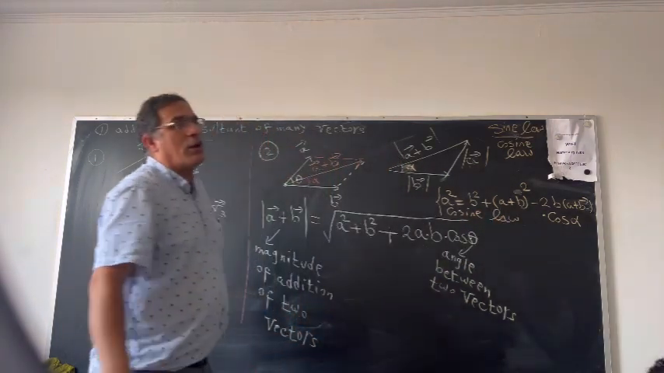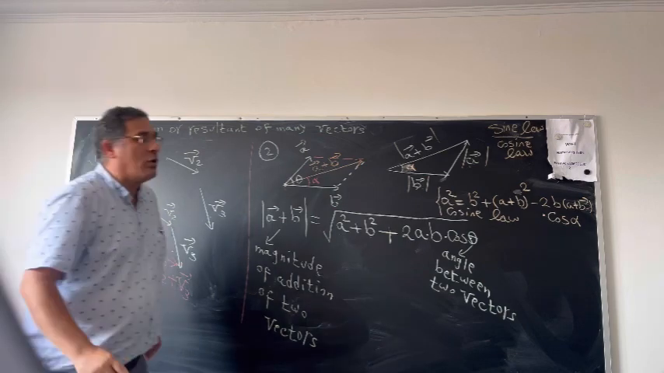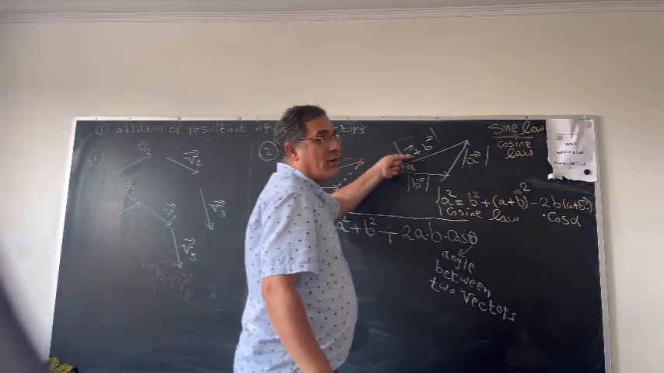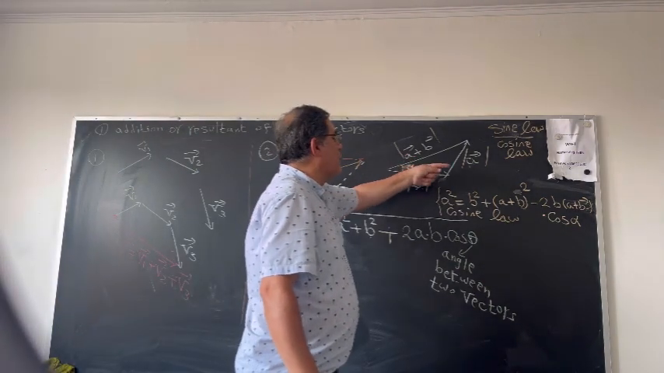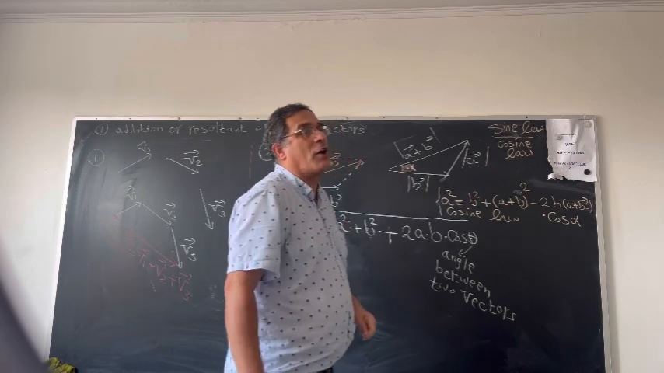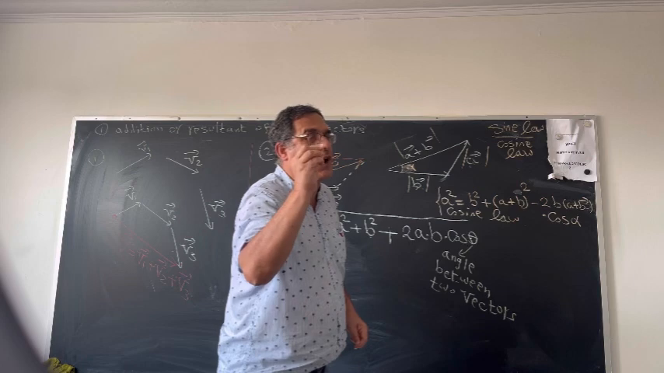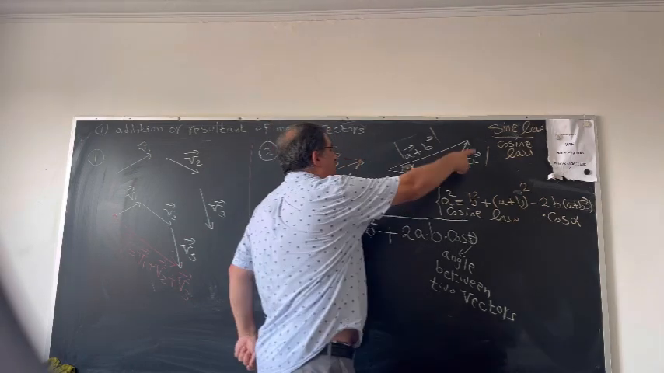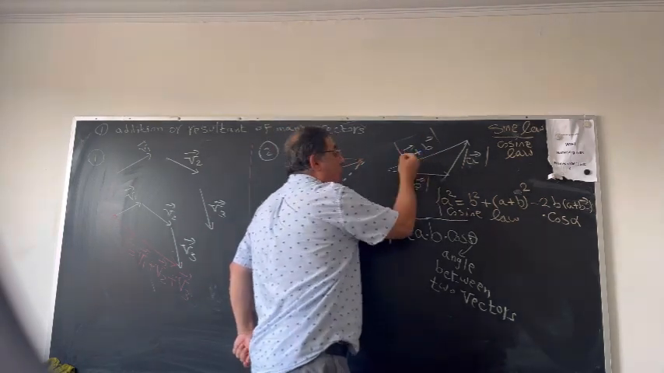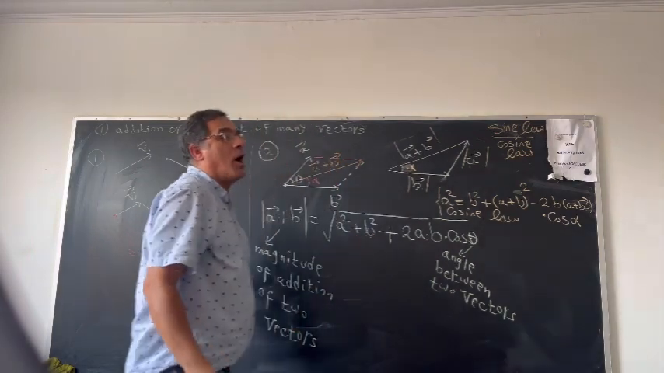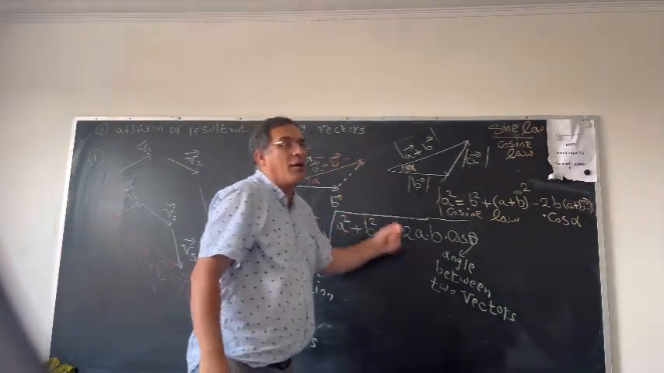When you use sine law or cosine law, as you know, you have 2 sides and you want to find one angle. When you use cosine law, you already have 3 sides given. You know how much, and you want to find one angle.